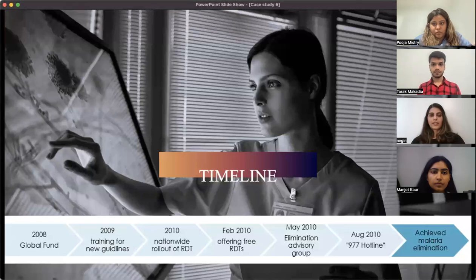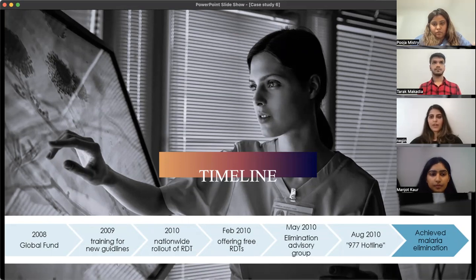Swaziland was awarded the Global Fund grant in 2008, which defined a set of essential elements in the Global Malaria Action Plan for reorienting health systems toward the elimination of malaria. Second, the NMCP educated 400 healthcare professionals from the private and governmental sectors in 2009 on improved diagnostic and treatment standards.